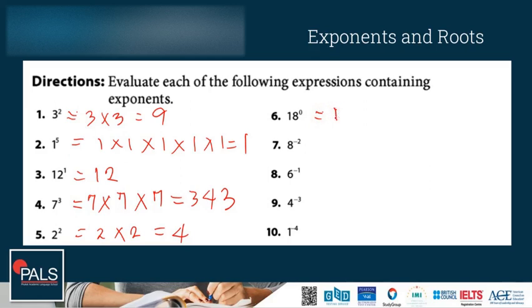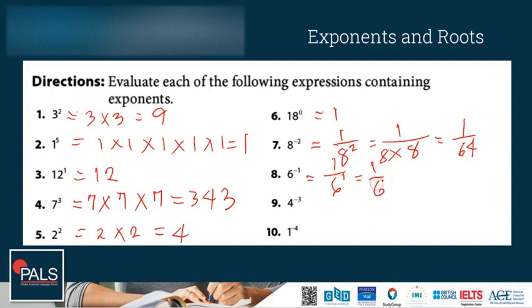Any number with a negative exponent, we look for the reciprocal and then solve. So 1 over 8 squared is equal to 1 over 8 times 8, which is equal to 1 over 64. A number with a negative exponent, again, we look for the reciprocal. So 1 over 6 to the power of 1. Any number with an exponent of 1 is still the number. So the answer is 1 over 6.